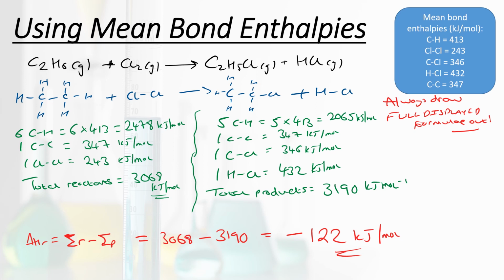We can then do the same for the product side. Here we have 5 CH bonds, 1 CC bond, 1 carbon-chlorine bond, and 1 hydrogen-chlorine bond. So literally just say what you see.